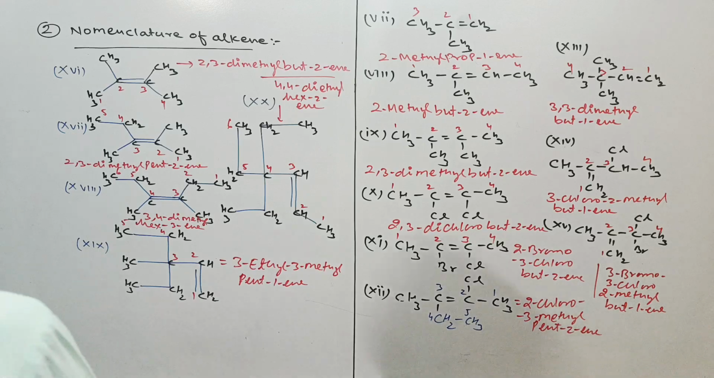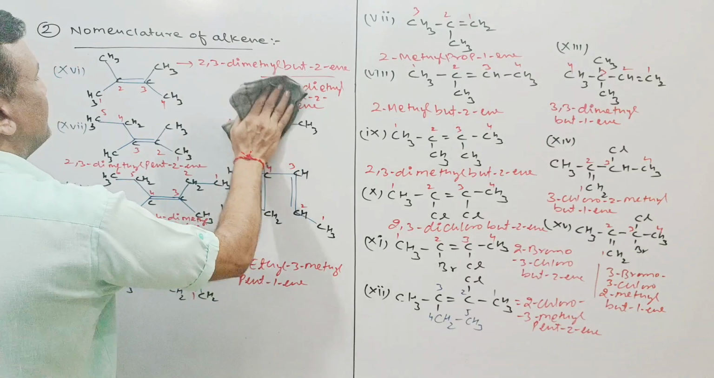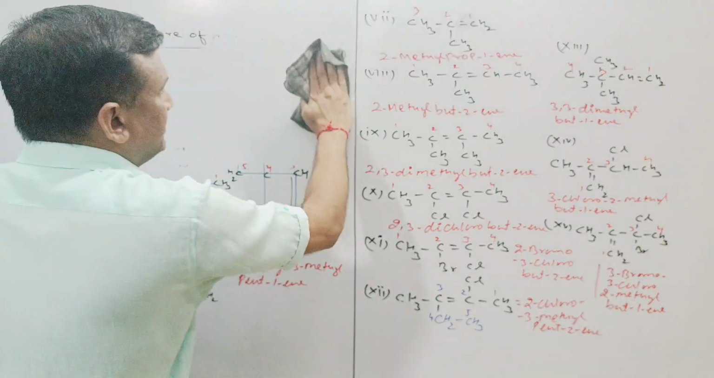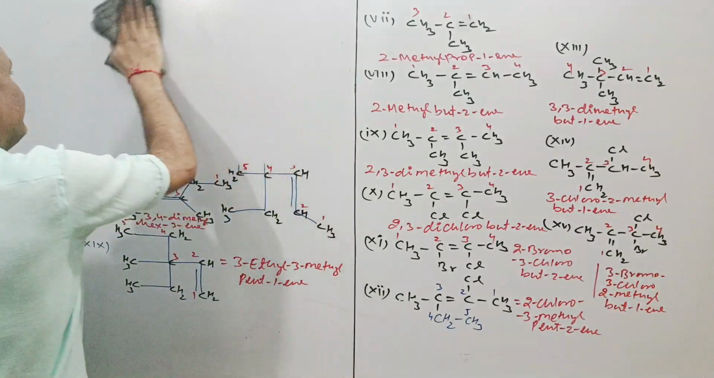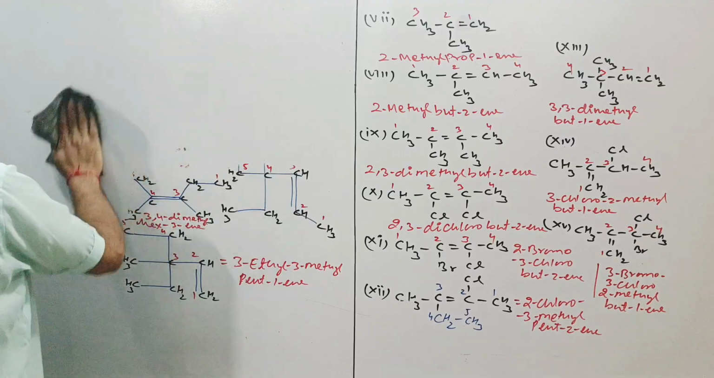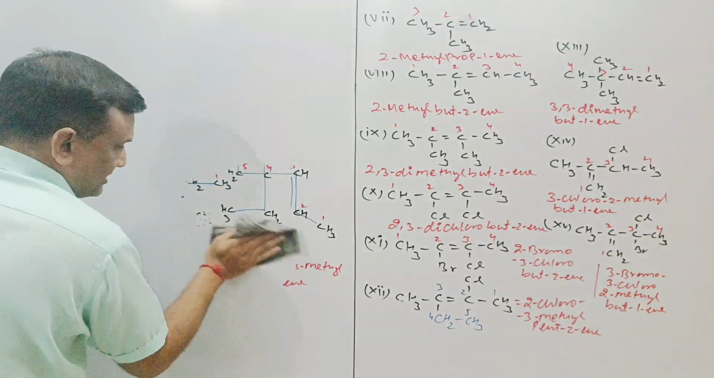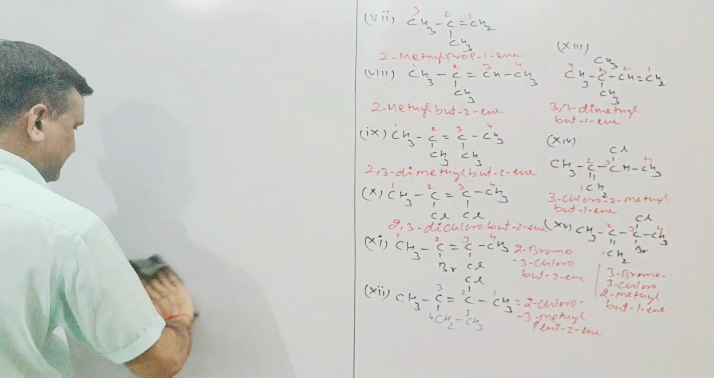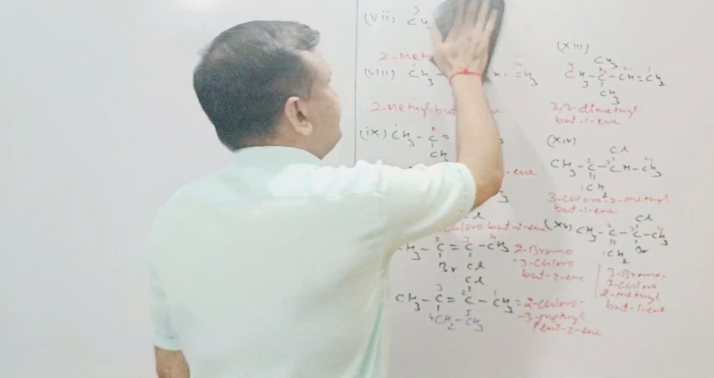So now the time to discuss the third important topic, that is the nomenclature of alkyne. It's very important. We have discussed nomenclature of alkane and nomenclature of alkene. Now we'll go with the nomenclature of alkyne, third system. What is that? Listen to me carefully.